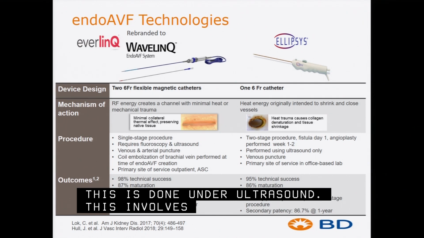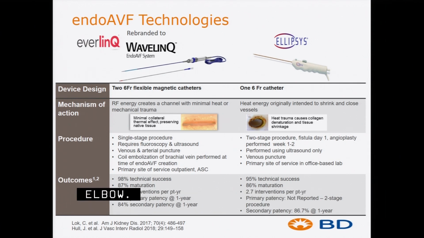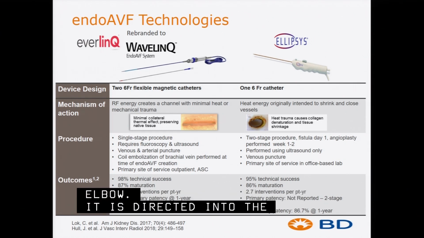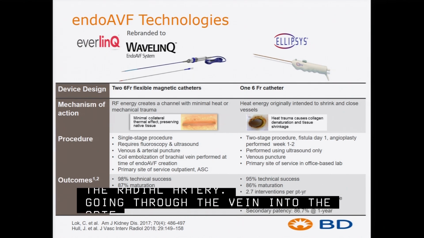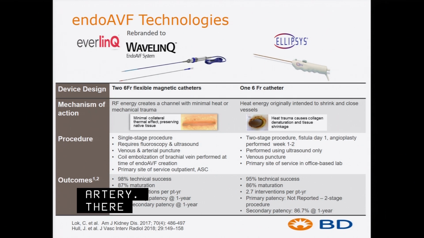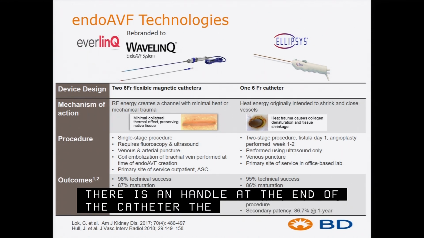It's then directed into the vein, the radial vein, which is next to the radial artery. The needle's then directed into the radial artery, so it's gone through the vein into the artery. And then there's a little anvil on the end of the catheter that then coapts between the artery and vein, and it uses thermal energy to create the anastomosis between the artery and vein.